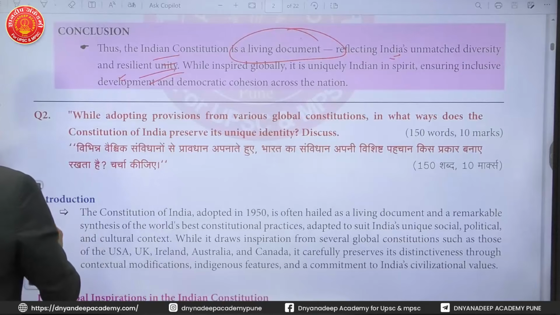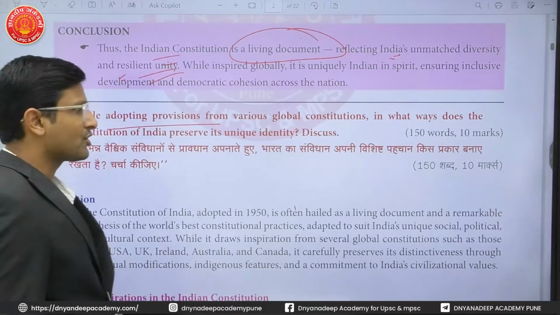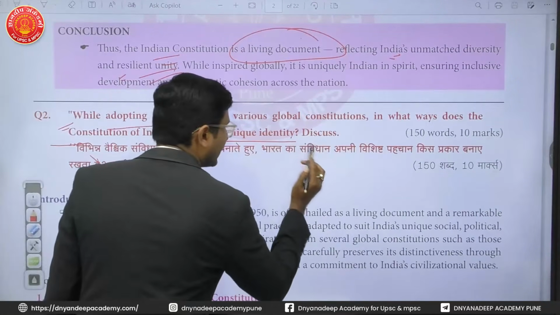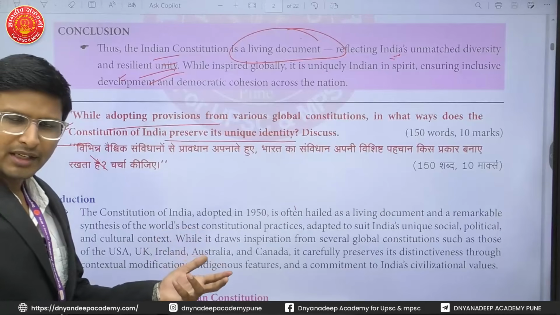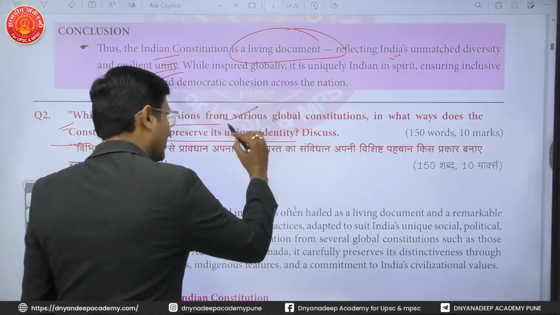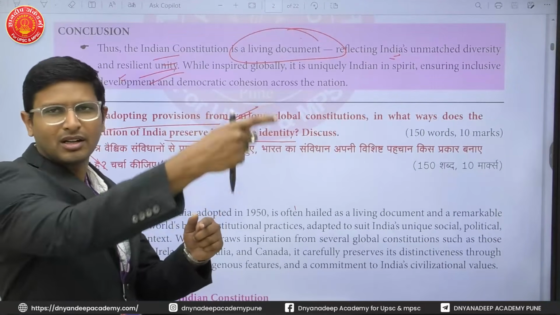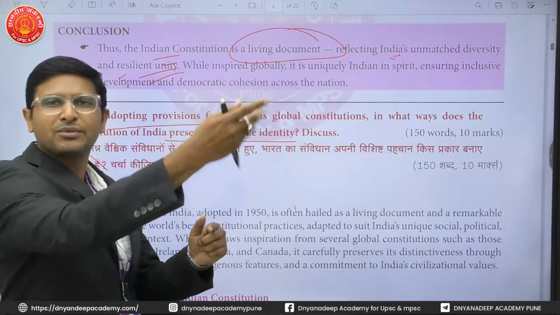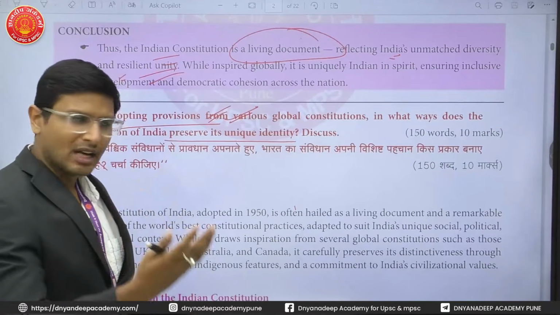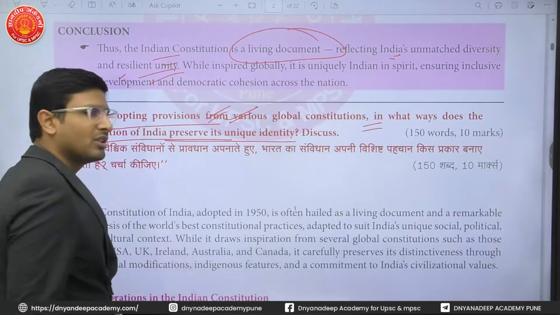Second question, it says that while adopting the provisions from various global constitutions, in what way does the Constitution of India preserve its unique identity. So we have taken multiple things from various constitutions, and you have to write that. Even in the first question, we gave the sources. Here also, you have to give the sources from the constitutions of the different countries. There you write which country we took what from. Then after that we talk about in what ways the Constitution of India preserves its unique identity.